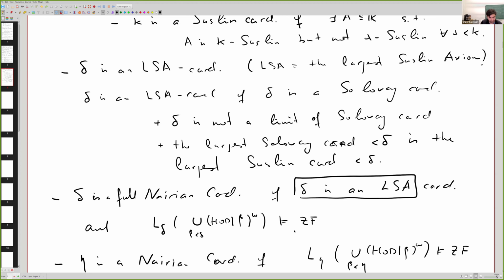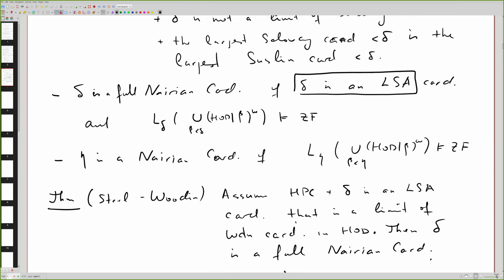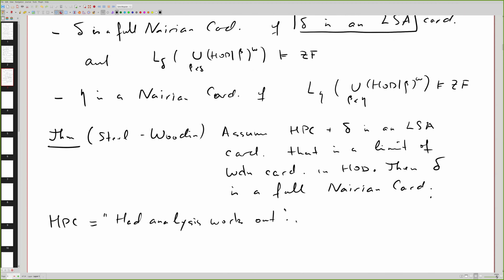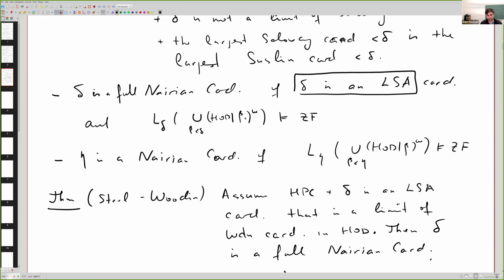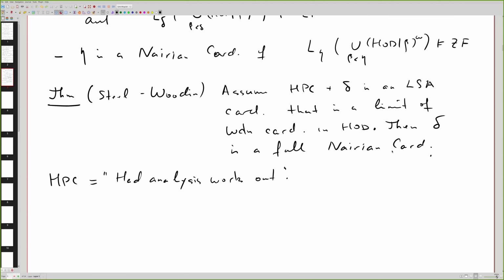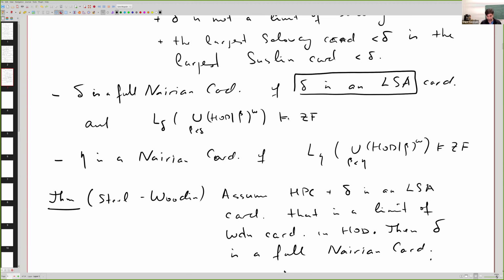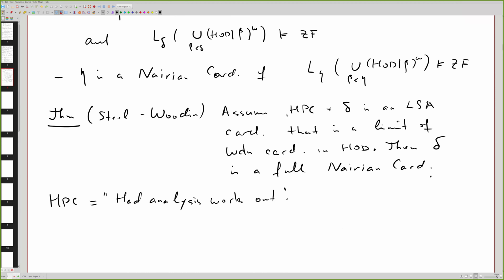Question: am I going ahead of myself? Are these Nairian models, models of some sort of determinacy? Yes, because they're defined inside the models of determinacy. I'm putting in all countable sequences, which means all the reals are there, and this is defined inside determinacy models. So of course it will be a model of determinacy. Let me put that remark: it will be a model of AD, in fact ADR. Yes, it's a good question.